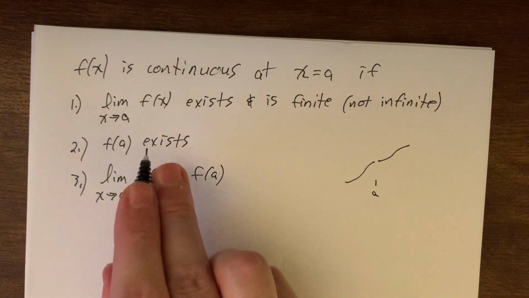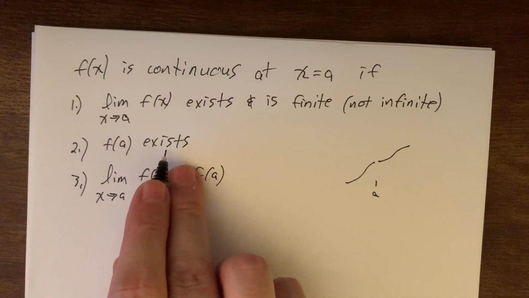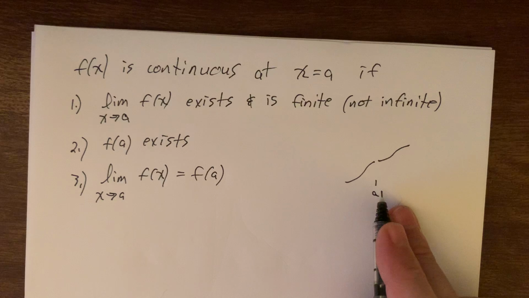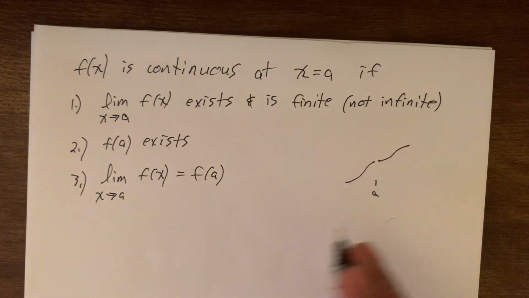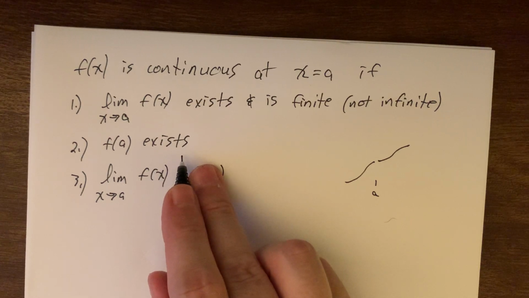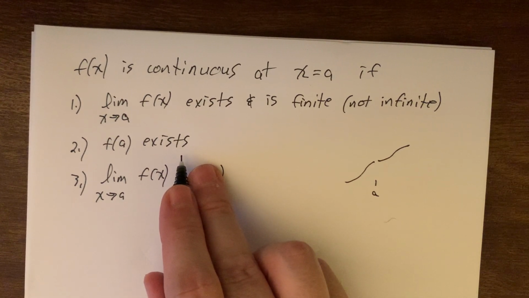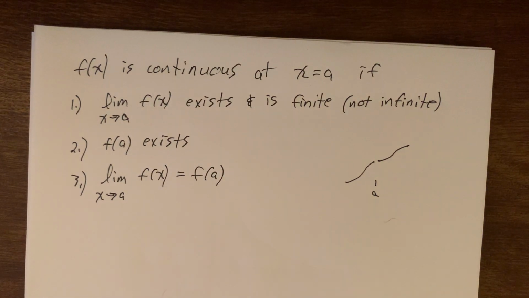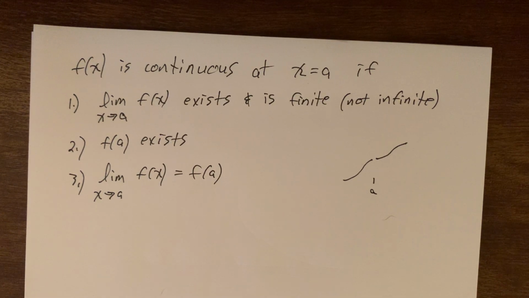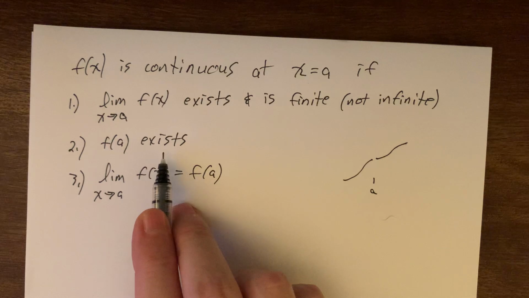Number two, f of a exists. Now no more left-right, you go directly to that a value, to whatever that x-coordinate is, and there is a point on the graph to go with it. And notice now I don't have to make that extra note about exists and is finite. We can't say f of 2 equals infinity. That doesn't make any sense. It makes sense to say the limit as x approaches 2 goes to infinity, but it doesn't make any sense to say f of 2 is infinity. That's nonsense. So that's why we don't have to make that statement here.